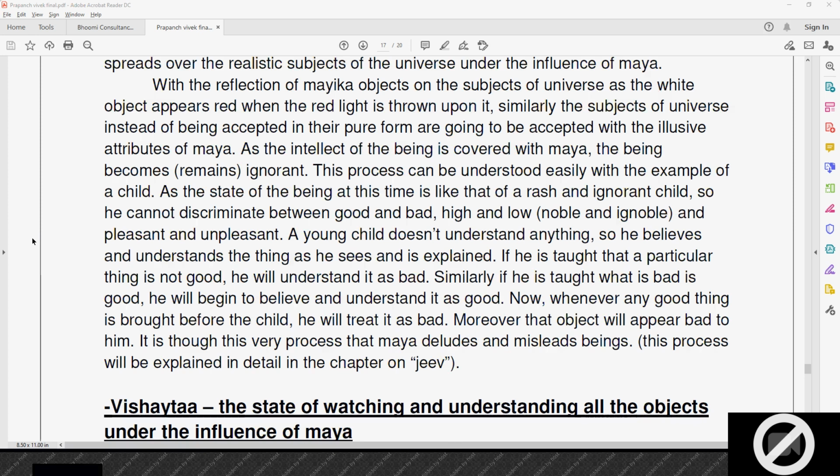Same with relations also. If I consider you my friend and someone else my enemy, I will feel happiness and sadness because of you both. But if I consider that you are a form of Brahma and that second person also is a form of Brahma, I won't feel any happiness or any sadness. So I'll be free from the worldly bondages, and this is what liberation means.